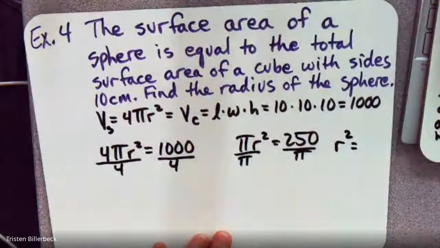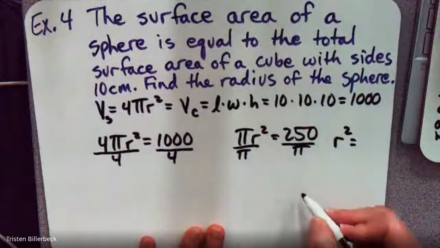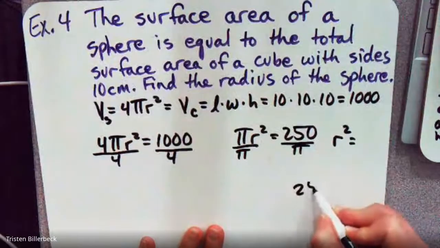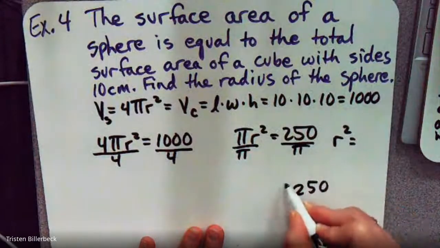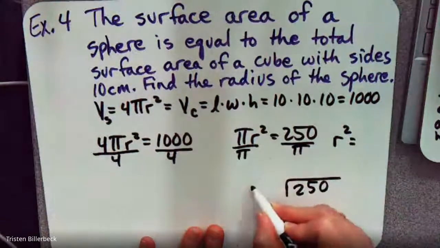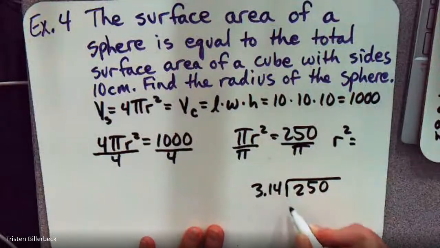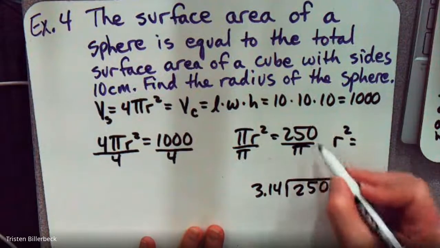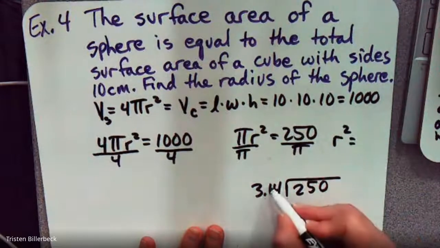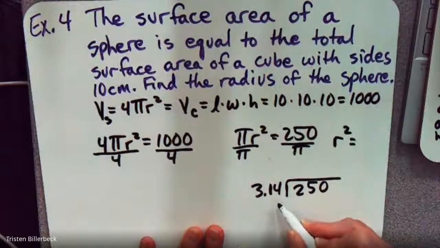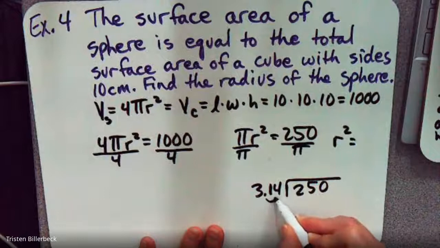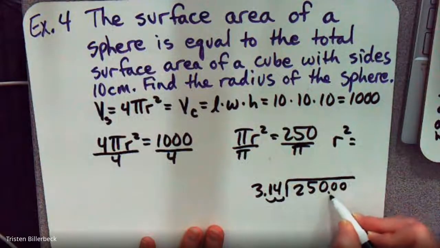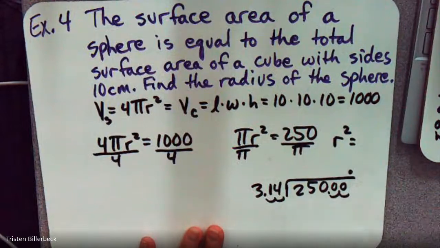So let's use the dry erase calculator. So we have 250, and that's going to be divided by 3.14. Okay, so top dog goes in the house. So 3.14. All right, so then move this decimal over 1, 2. So it goes right here.